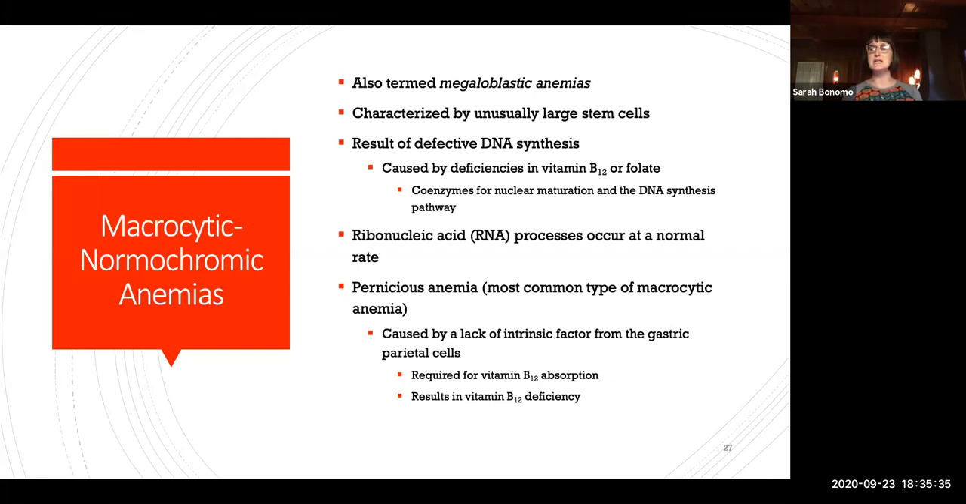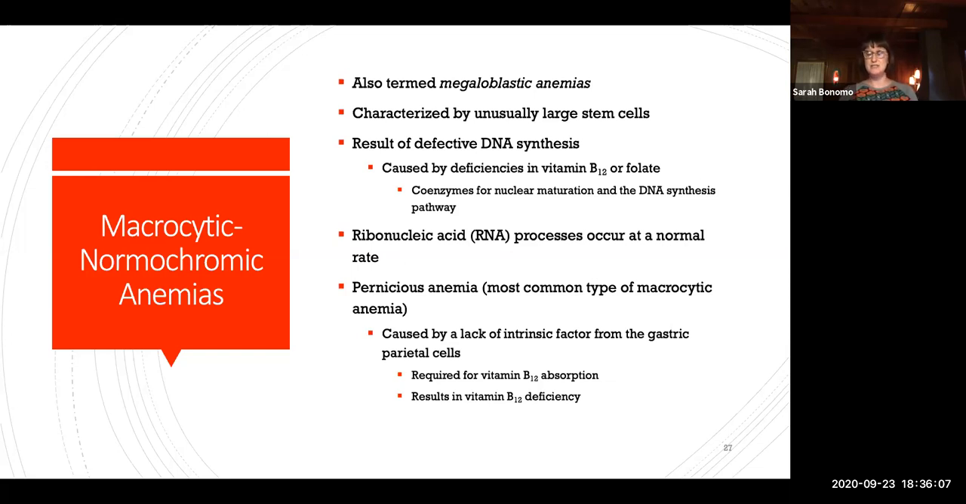RNA processes can keep happening normally, but without them, the DNA synthesis doesn't occur, which is going to result in the erythrocytes dying prematurely. And that way you're going to end up with a decreased number of erythrocytes. The example we're going to talk about is pernicious anemia. It's the most common type of macrocytic anemia. And it is caused by a lack of something called intrinsic factor. Your book calls it IF.